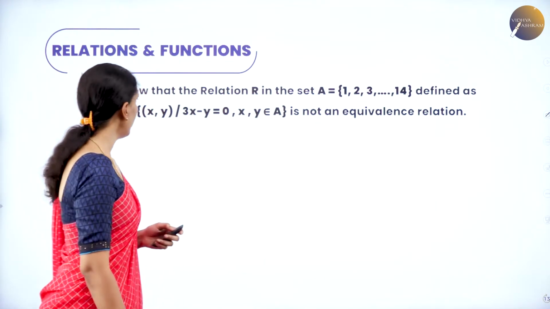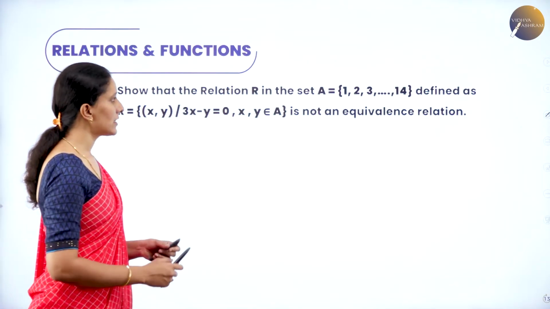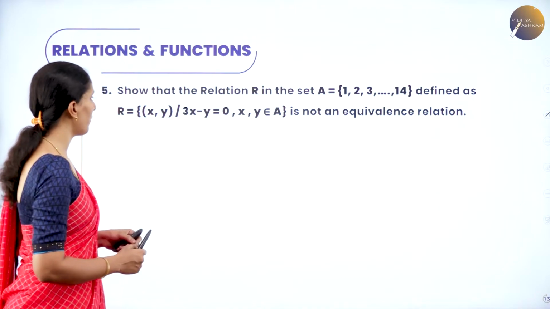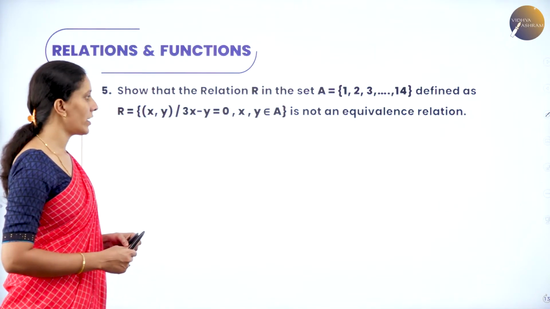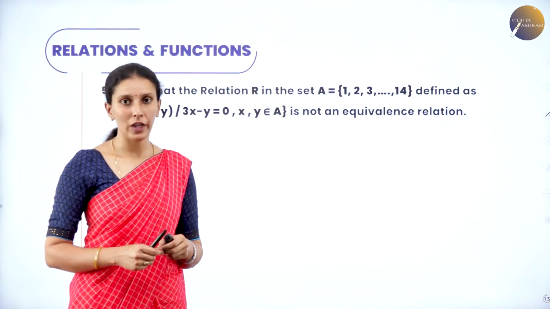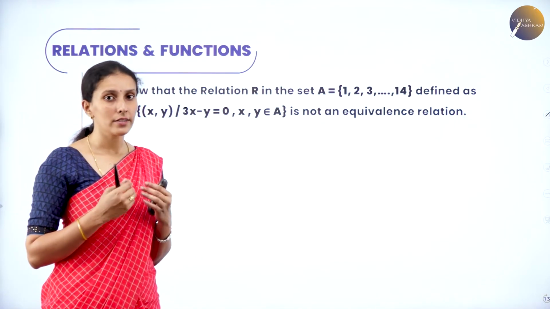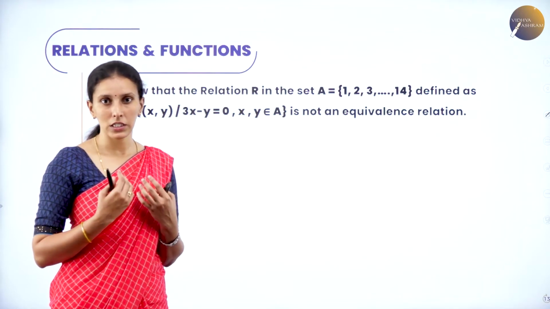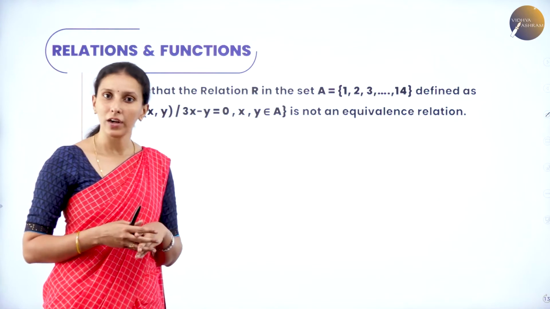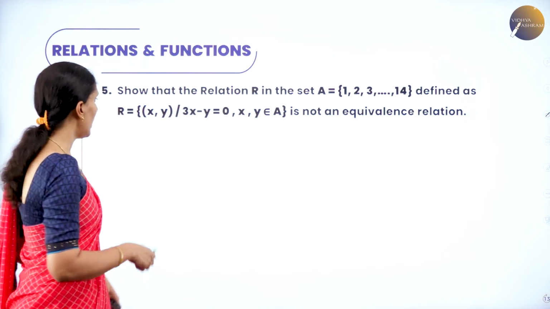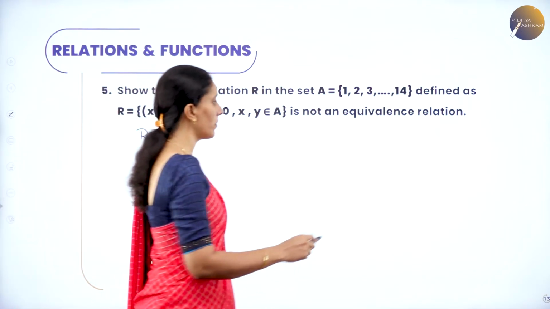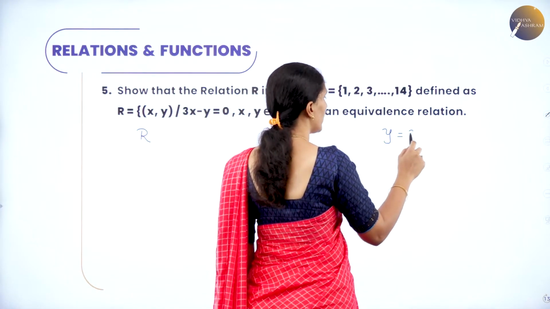Next question we have: show that the relation R in the set A = {1, 2, 3, ..., 14} defined as R = {(x, y) : 3x − y = 0, x, y belong to A} is not an equivalence relation. To show that it is an equivalence, we have to show that it is reflexive, symmetric and transitive. Here we have to show that it is not an equivalence relation. So let us write the relation set.